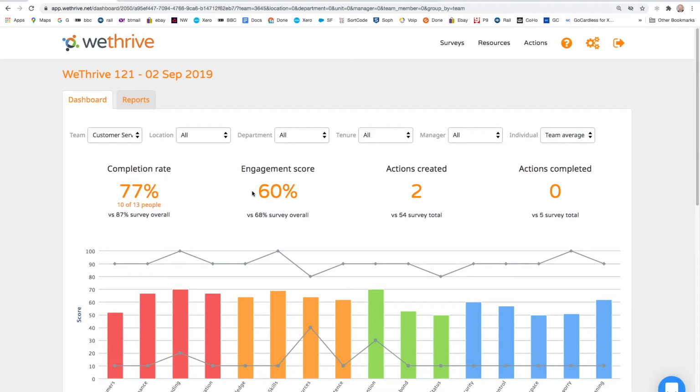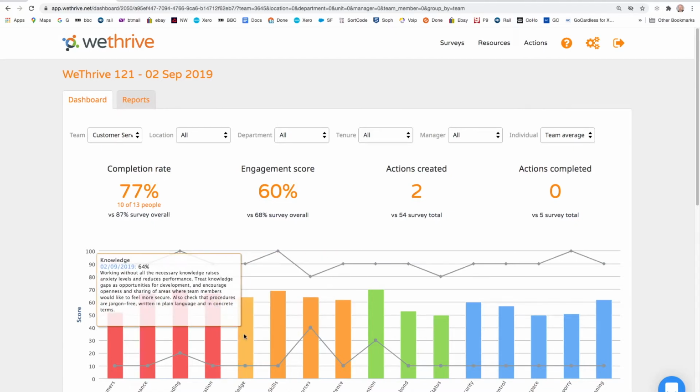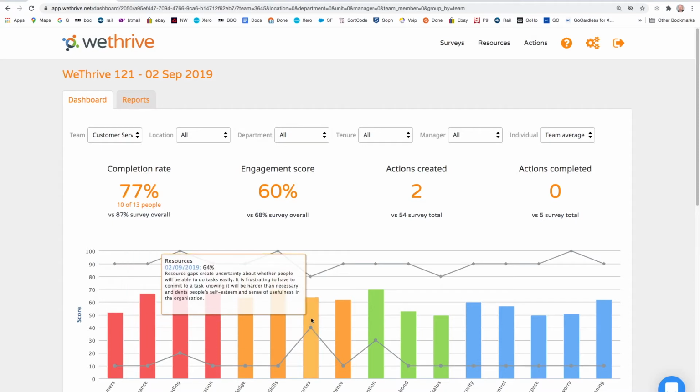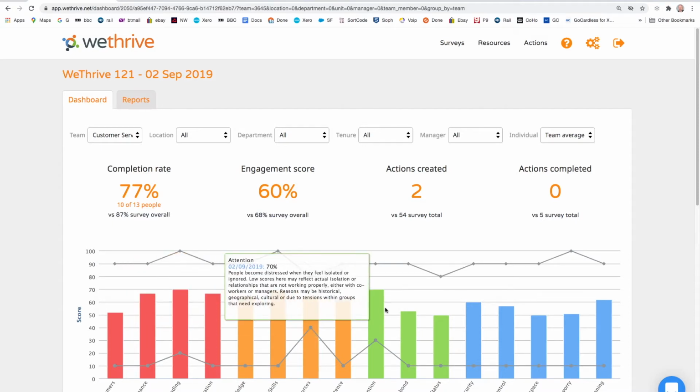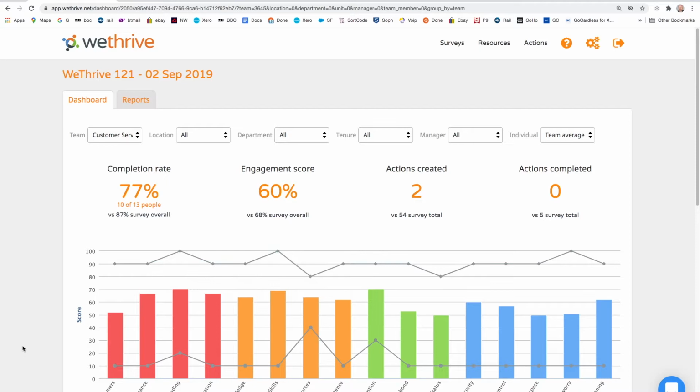Underneath your key statistics, there's a graph showing your team's average scores across the 16 areas of the 4C model. If you need a refresher on the 4C model and what we're measuring, we suggest viewing the 4C model webinar, which explains each area of the model in more detail and why it's important. But you can also hover over each bar for a quick recap. The bars on the graph represent the average scores in your team, and you can also see the minimum and maximum scores given in each area.